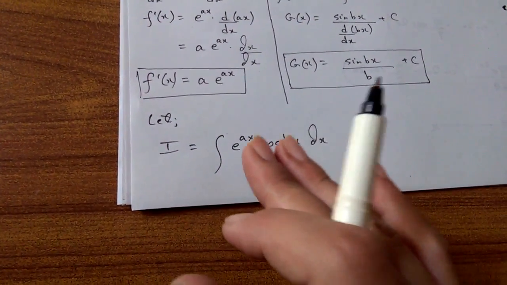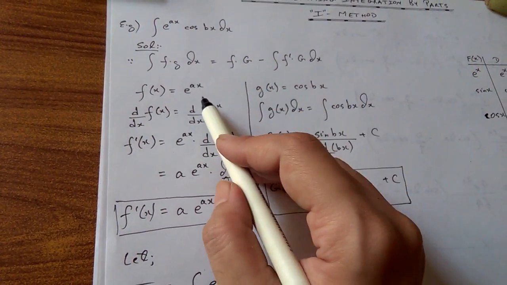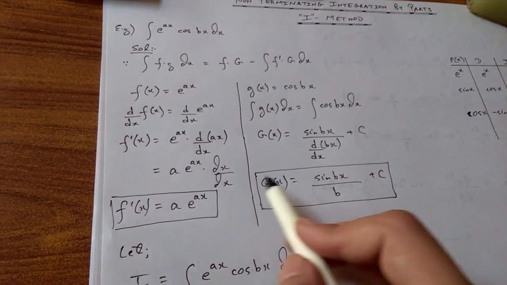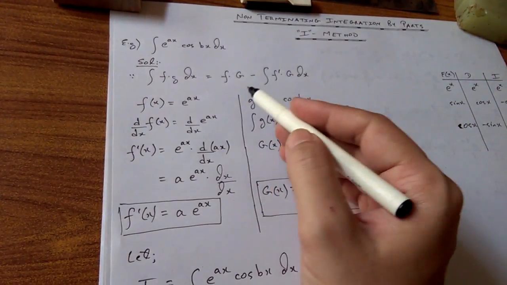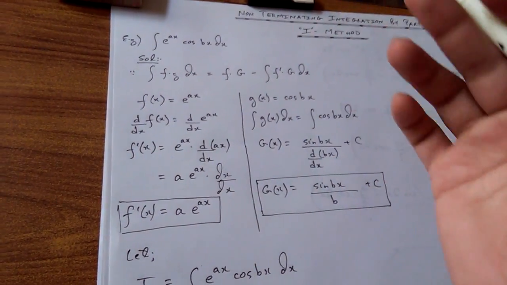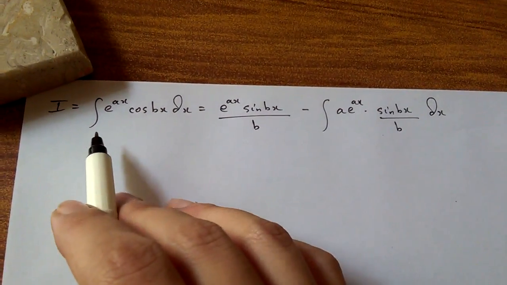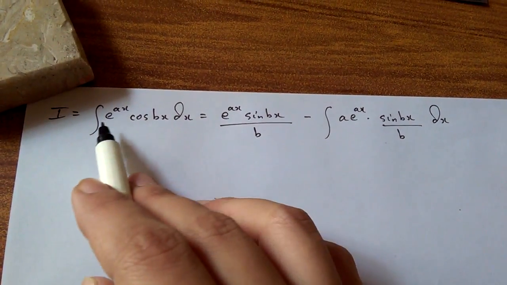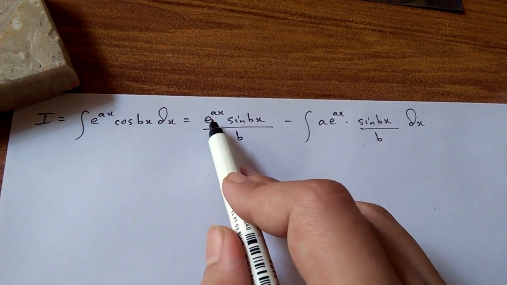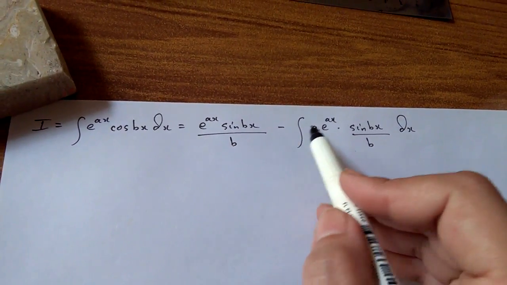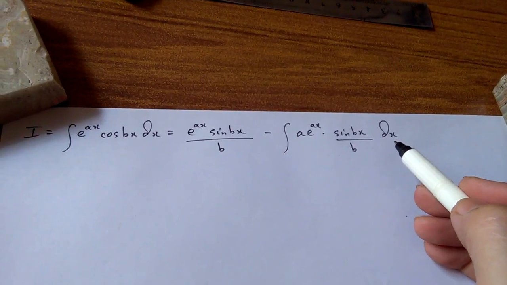Now I have to apply my integration by parts formula. Your f and small g are right over here, your f dash x and capital G of x are right over here. Substitute these values in this formula and let's see what we are going to have. So I is equal to this integral, and over here you just apply your by parts formula. This is f of x times capital G of x minus the integral of f dash x times capital G of x dx. Okay, that's it.